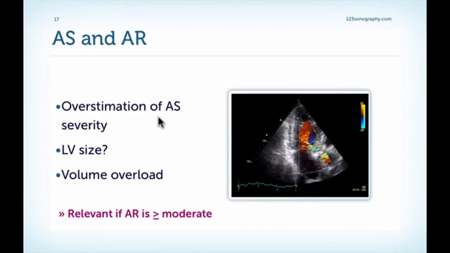We can use the left ventricular size to estimate the severity of aortic stenosis and also signs of volume overload. This phenomenon is of course relevant if the aortic regurgitation is more than moderate, and we will have much higher aortic gradients if the aortic regurgitation is severe.